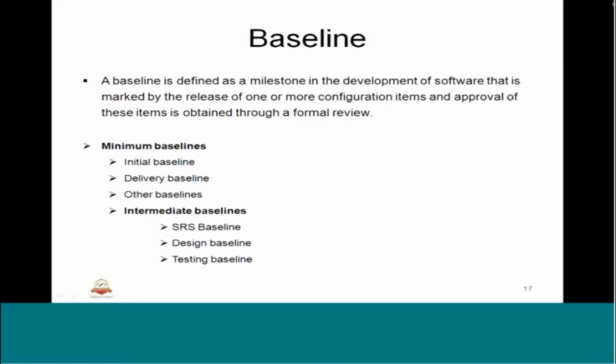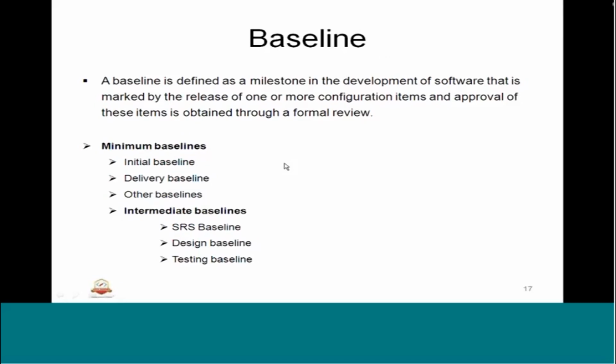It is a milestone in the development or testing of the software that is marked by the release of one or more CIs. It's a very important thing, configuration items, and it requires the approval of those items which is going to be obtained through a review process. As we have seen in our earlier session, there is a formal review. Those review items have to be completed and closed, upon which we are going to say that the product is matured, reviewed and complete, and against that we are going to create a milestone by the name of a baseline.